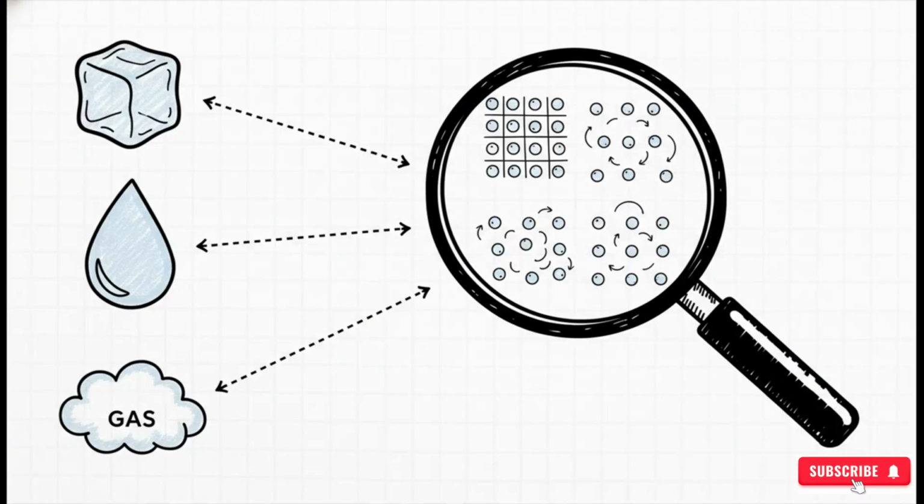So what's the big secret? What makes a solid different from a liquid or a gas? Well, it all comes down to the tiny, tiny particles, the atoms and molecules that make up everything. The state of any substance is decided entirely by how those particles are arranged and how much energy they have to move around. It's like a microscopic dance that defines the world we see.